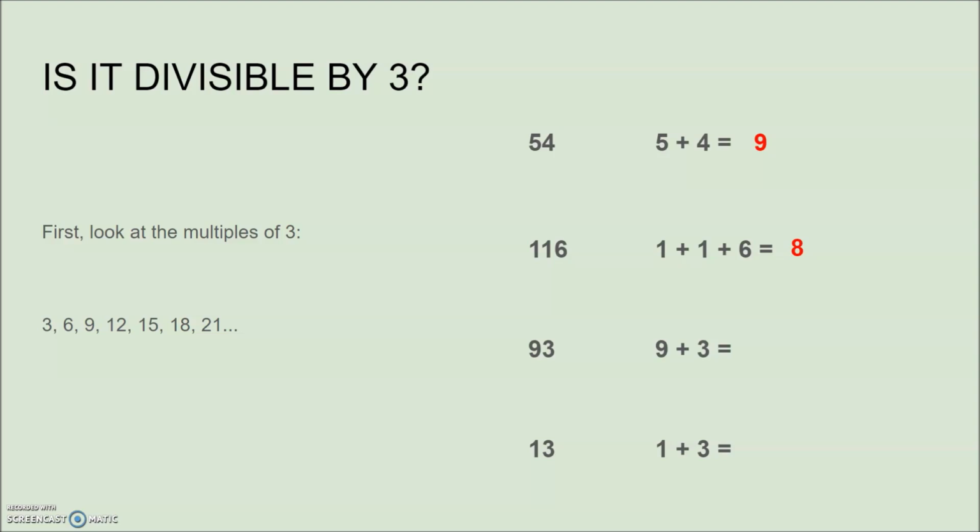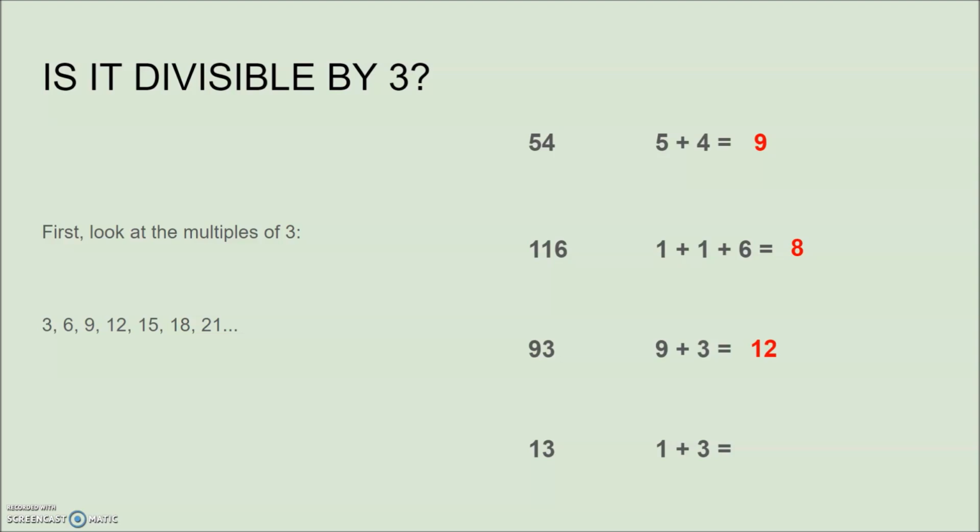All right, the next one, 9 plus 3. What is 9 plus 3? It's 12. Well, right there to the left, you can see that 12 is a multiple of 3. So that means that 3 can go into 93 evenly, which means 93 is divisible by 3.